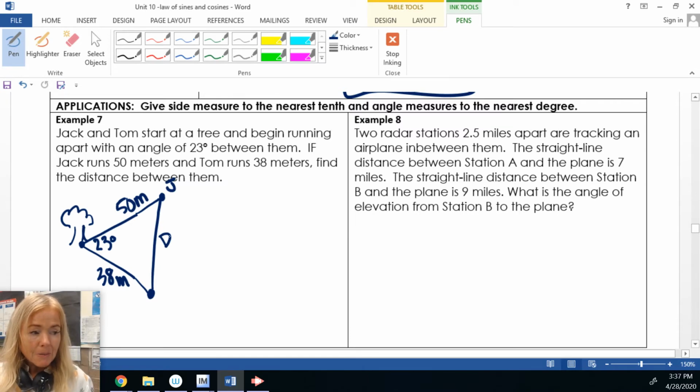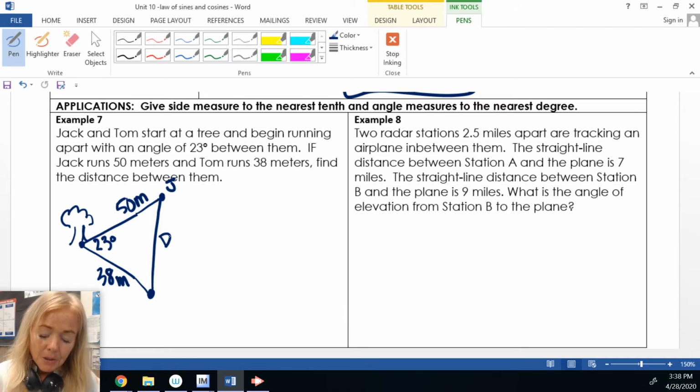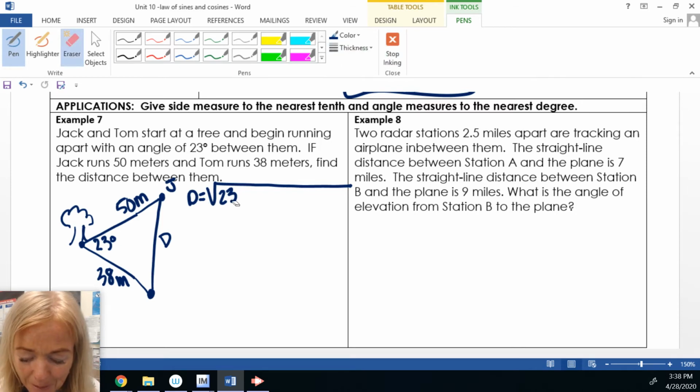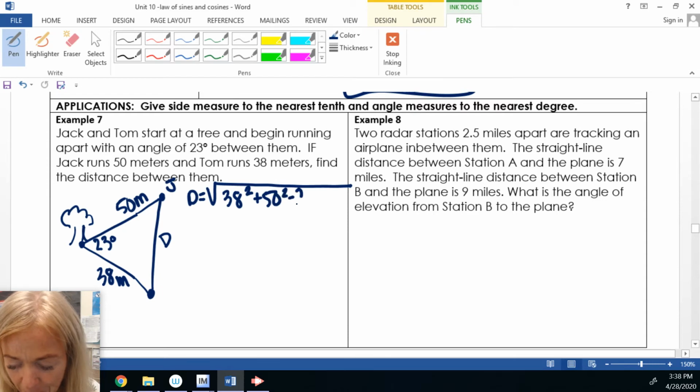So that's your distance between them. All right, so this is a wrapper, so that's pretty cool. Those are better, easier to deal with. You don't have to write it out and then solve for x before you plug it in the calculator. You just get to plug it in the calculator. So that distance is going to equal the square root of 38 squared plus 50 squared minus 2 times 38 times 50 times the cosine of 23 degrees.